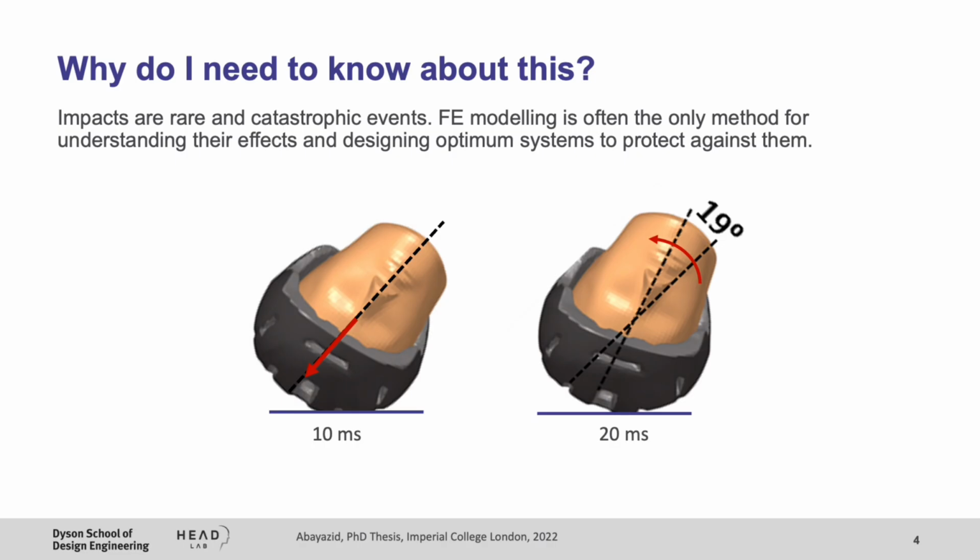We know from biomechanics research that head rotation can shear brain tissue and cause injuries, such as diffuse axonal injuries. At the Head Lab at Imperial College, we design and test new technologies that can reduce head rotation during impacts. What you can see here is the simulation of a bicycle helmet, and we show that in 10 milliseconds how much the head has been rotated.